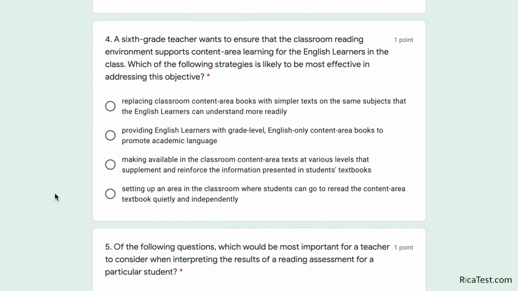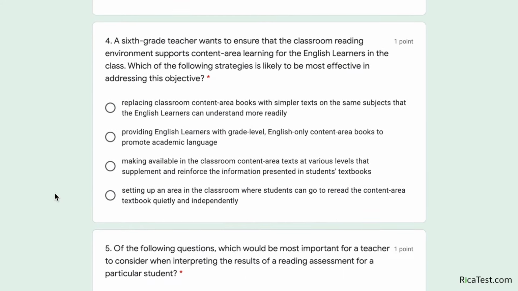Let's keep going. Number 4, a 6th grade teacher wants to ensure that the classroom reading environment supports content area learning for English learners in the class. Which of the following strategies is likely to be most effective in addressing this objective? Let's have a look here. Number 1, replacing classroom content area books with simpler text. I can just stop right here.